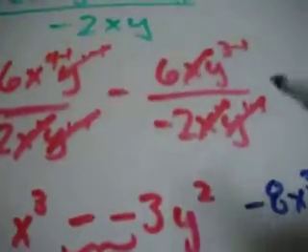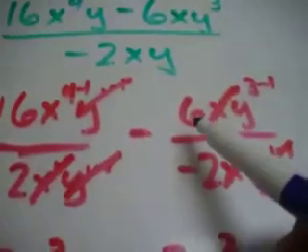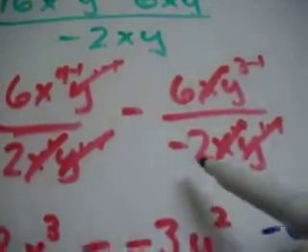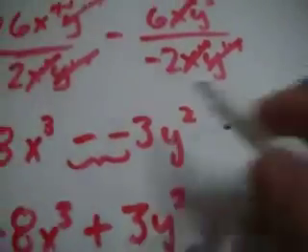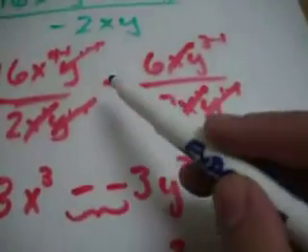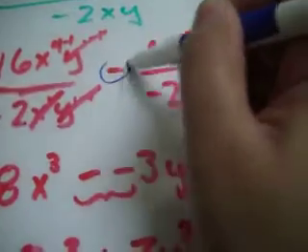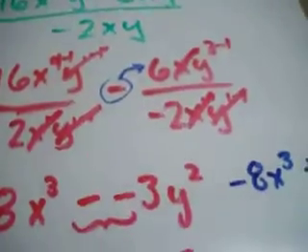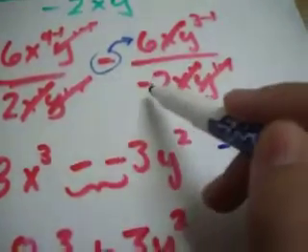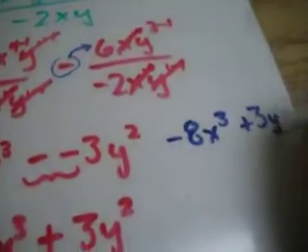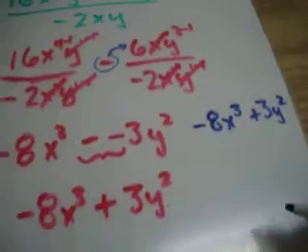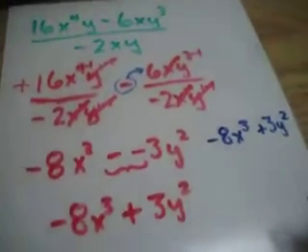Again, you could skip this step if you just saw that this is saying negative 6 divided by negative 2 is positive 3. So right away I just skipped this step by seeing that this minus sign is actually for that numerator. So negative 6 divided by negative 2 is positive 3, y to the 2. There's the answer.